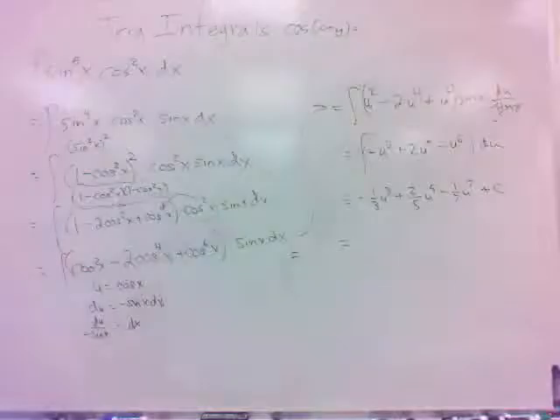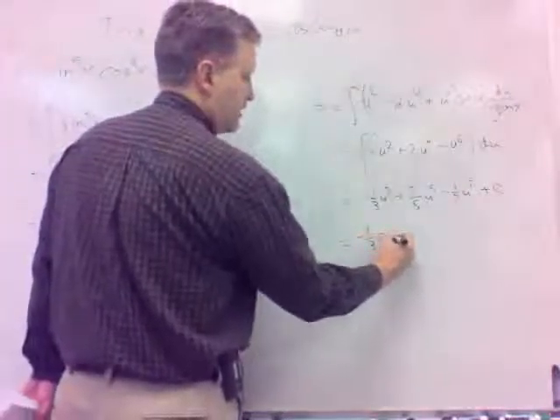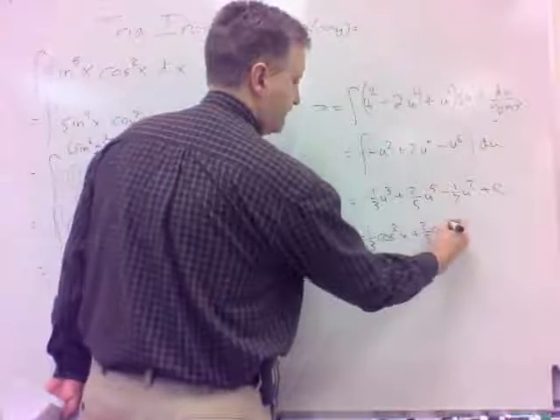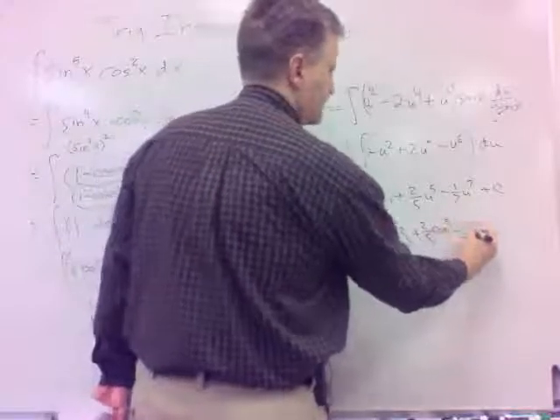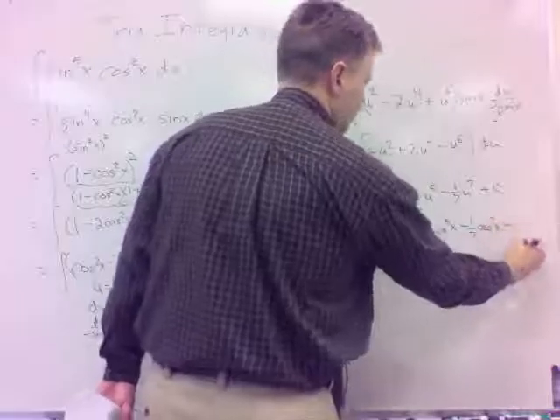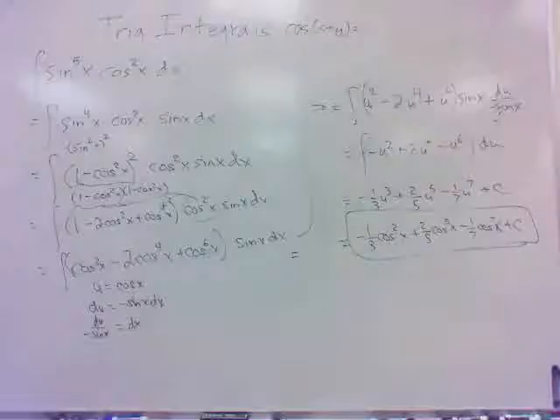But then u is a cosine, so it's minus 1/3 cosine cubed plus 2/5 cosine to the fifth minus 1/7 cosine to the seventh plus c. Just gets longer the higher powers you get. Okay?